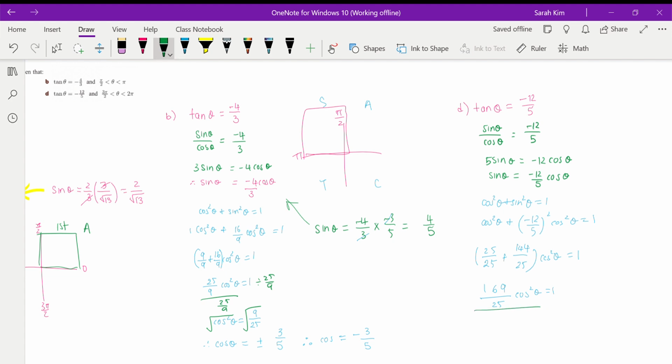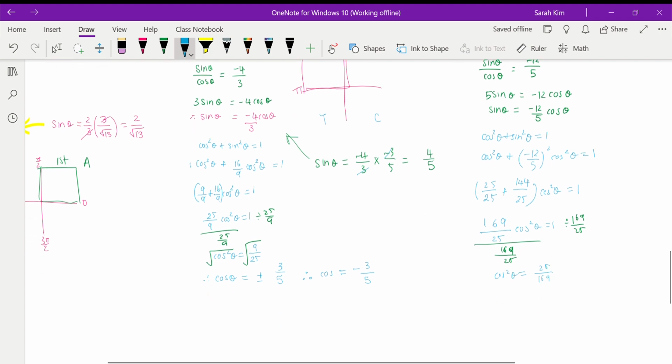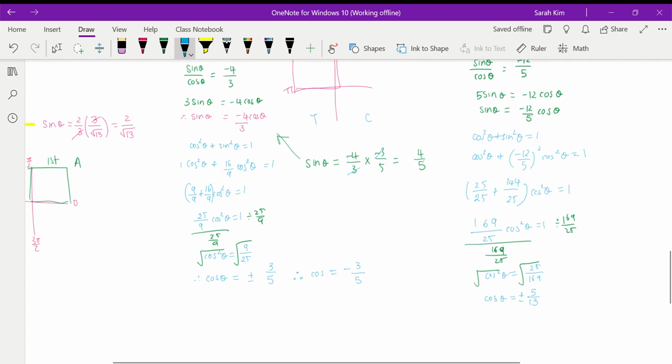Alright, so I want to get rid of this. So cos squared theta equals 25/169. So if I square root it, I get cos theta equals plus or minus 5/13. Now we've got to think about which option is the correct option.